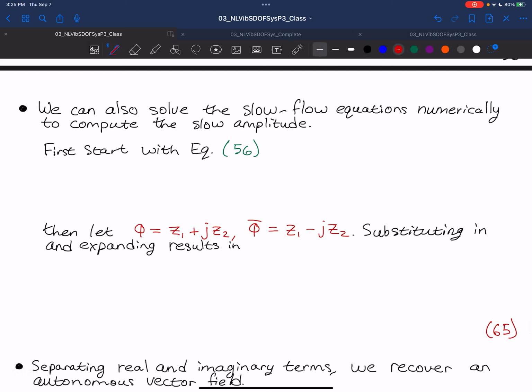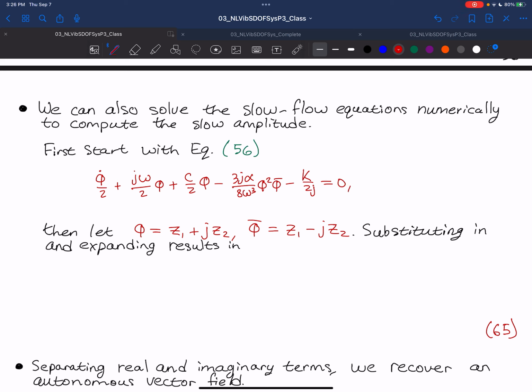So we can also solve the slow flow equations numerically to compute the slow amplitude. And so we're going to start off by rewriting equation 56. This was phi dot over 2 plus j omega over 2 times phi plus c over 2 phi minus 3 j alpha over 8 omega cubed phi squared phi bar minus k over 2j, and then this is all equal to 0.